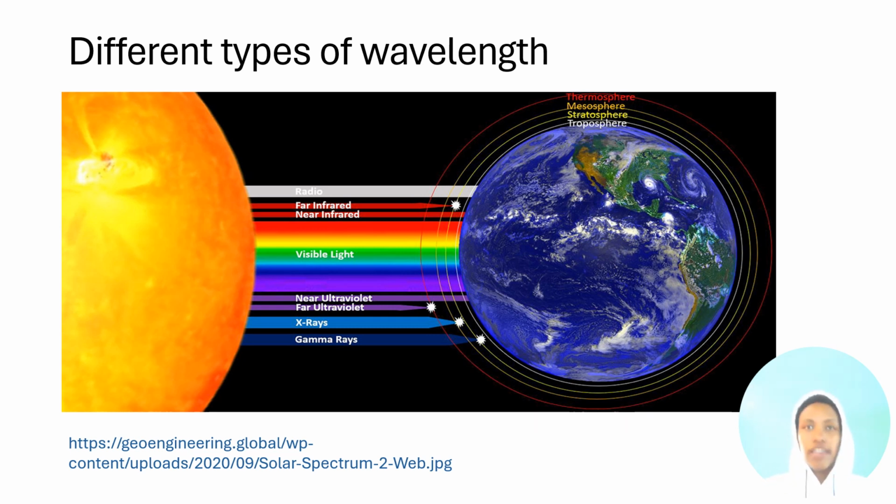The first one is radio, the second one is far infrared, the third one is near infrared, the fourth one is visible light, the fifth one is near ultraviolet. The next is far ultraviolet. The next one is X-rays. The last one is gamma rays. Let me continue to the components of solar radiation on the next slide.